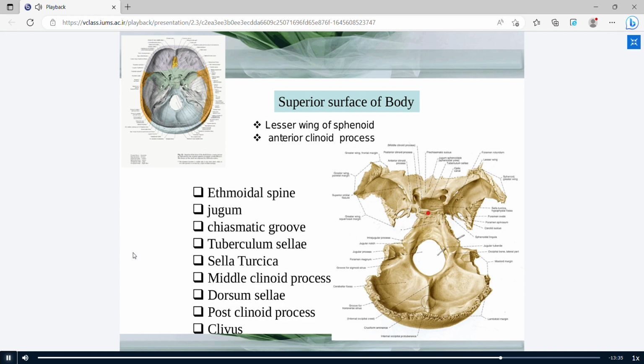And finally, posterior to the dorsum sellae, you can see the clivus. It's similar to the clivus of the occipital bone. Actually, the clivus of the sphenoid bone continues and attaches to the clivus of the occipital bone. It's here.